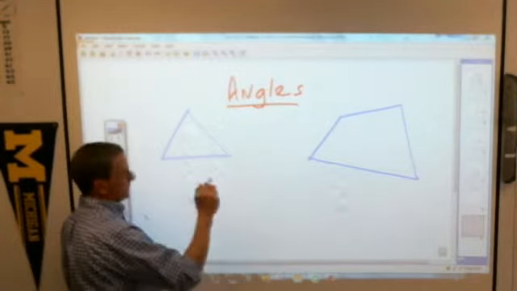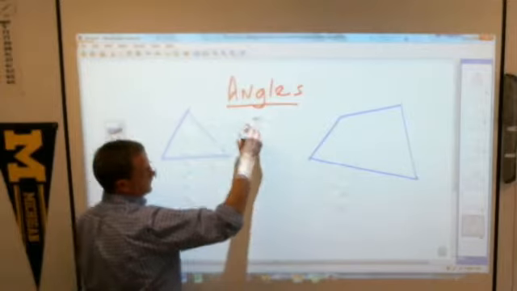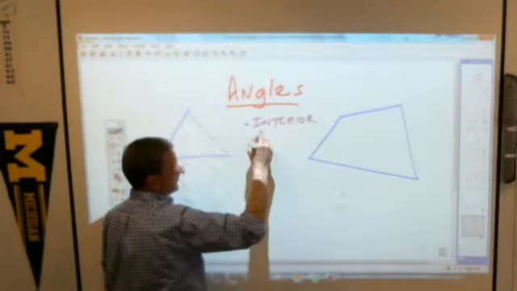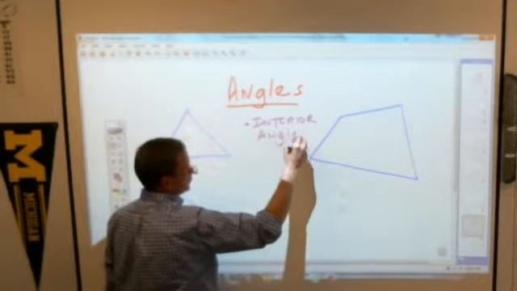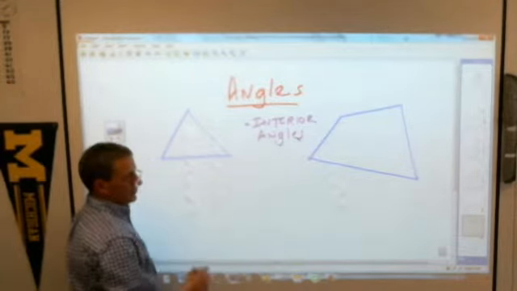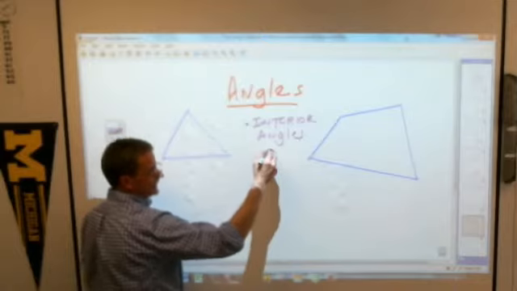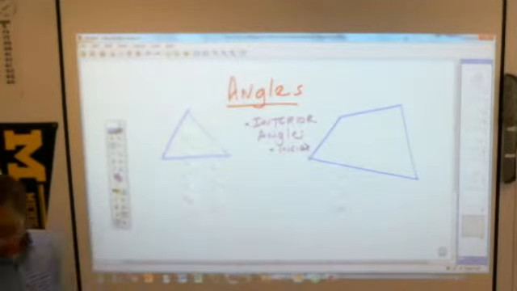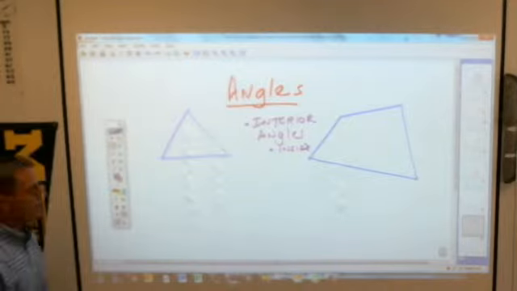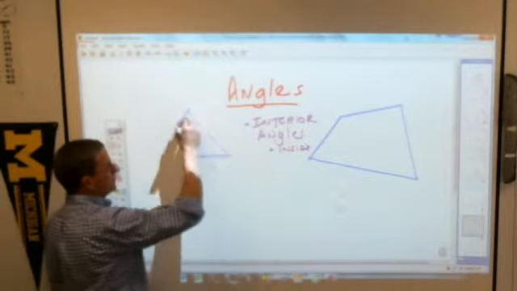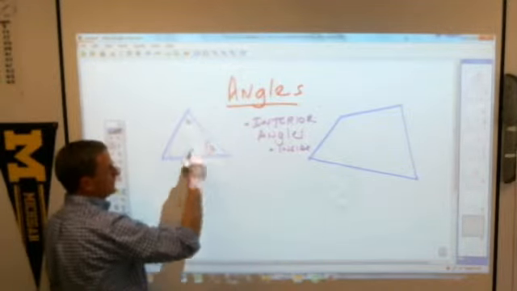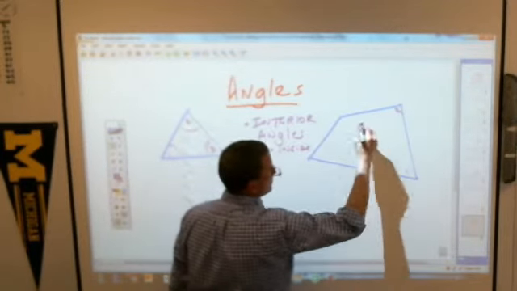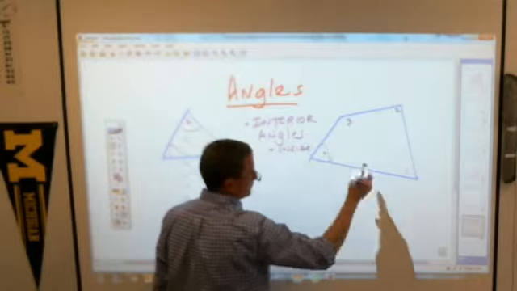The first thing is interior angles. And interior angles are just like they sound, the angles that are inside the shape. Let's say I've got a 1, and a 2, and a 3. These are the interior angles. This maybe has 1, 2, 3, 4.